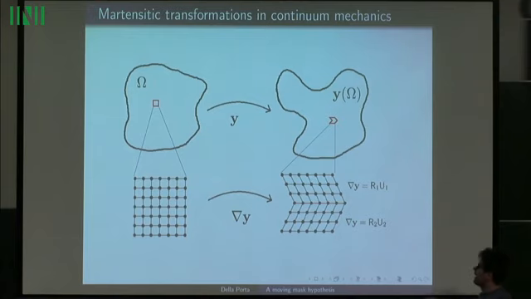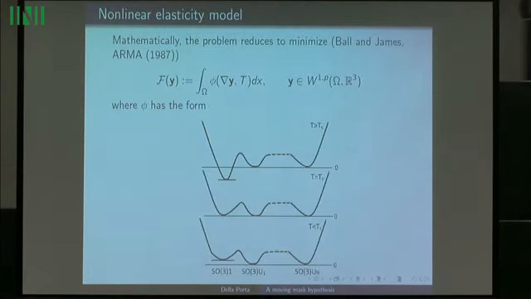And as you can see in this easy picture, we can even have a discontinuous gradient, so have two different variants of martensite which are next to each other, but keeping the continuity of the deformation, preserving the Lipschitz continuity of the deformation. And following the approach of Ball and James, we can frame the problem in the context of nonlinear elasticity and ask that the map y minimizes a certain energy functional.